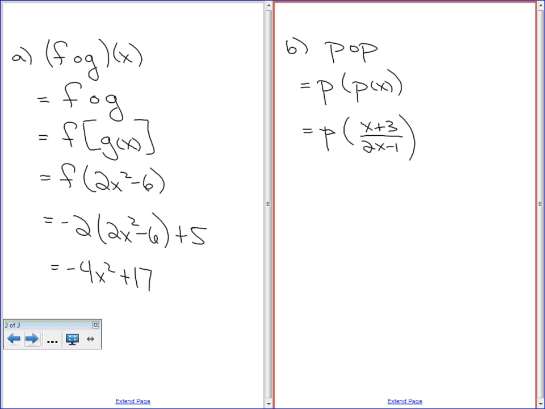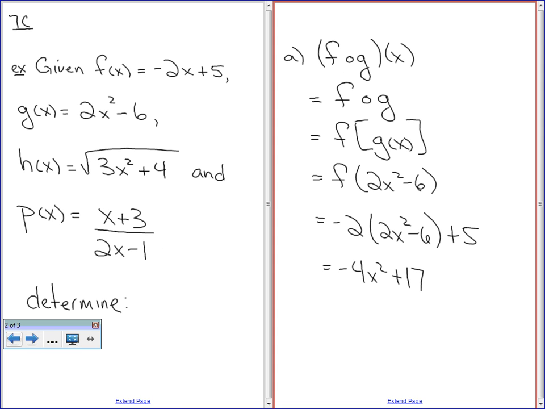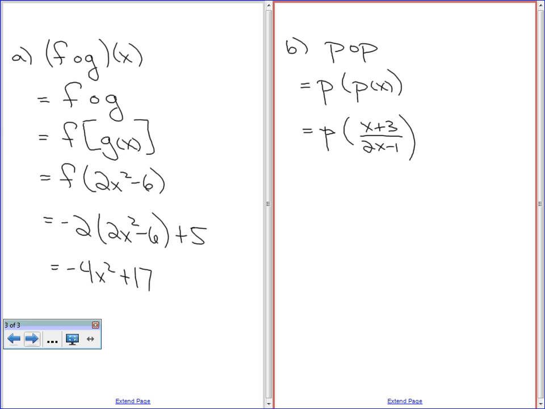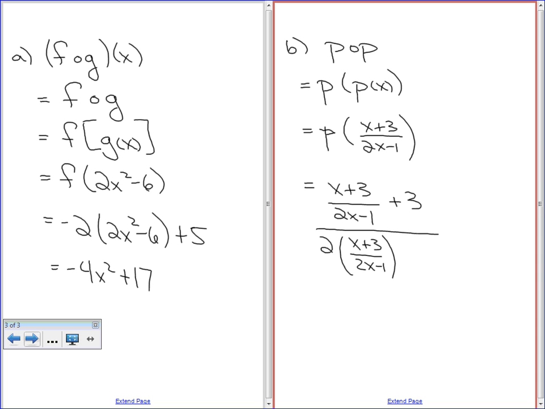So now I'm going to take what's inside of the bracket, which is X plus 3 over 2x minus 1, and substitute it into the P function. So everywhere I see an x, I'm going to replace with what I had inside of the bracket. So I would write x plus 3 over 2x minus 1 goes in for the x, plus 3 over 2, but instead of writing x, I'm writing down what's inside of the bracket. And then finishing. Any questions on that? Because that's just doing the substitution.